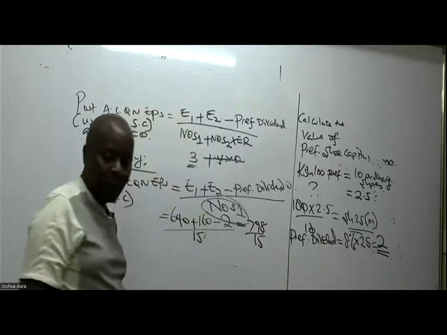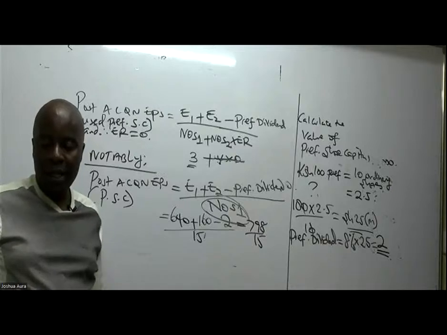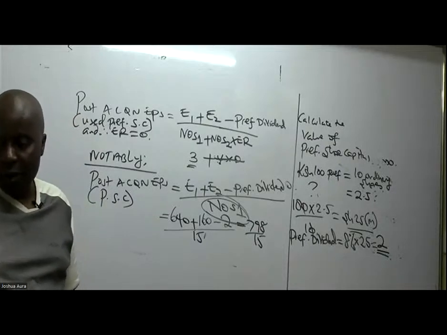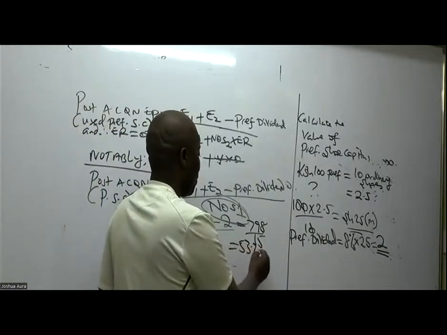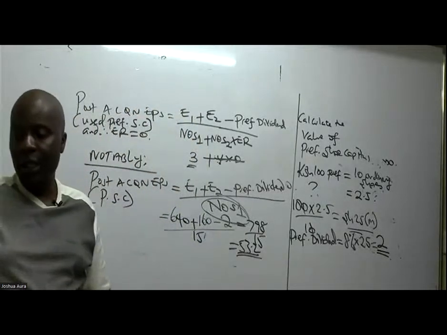That's how you do it. So 798 divided by 15 gives me what figure at the end of the day? According to Let and Musioka, we are getting 53.2. Please double underline 53.2.